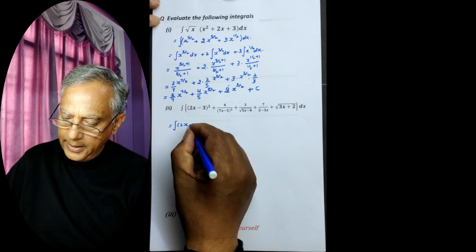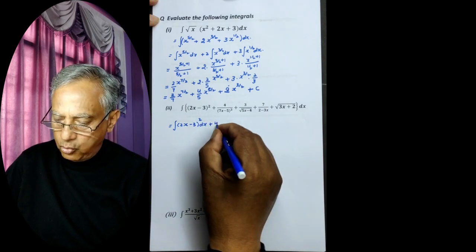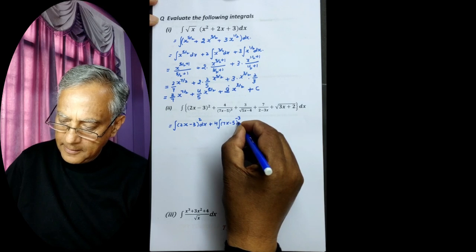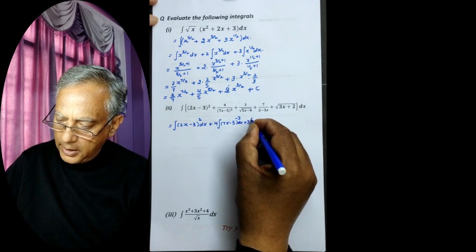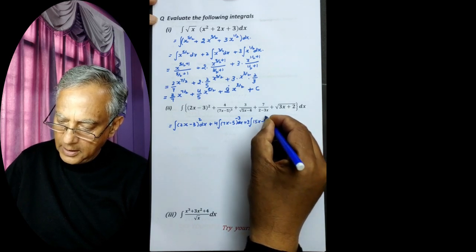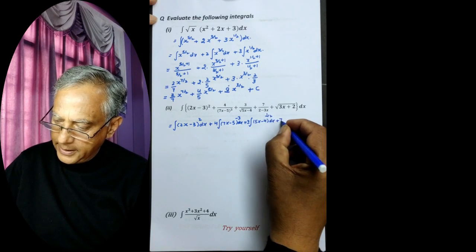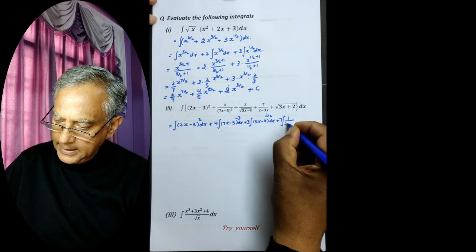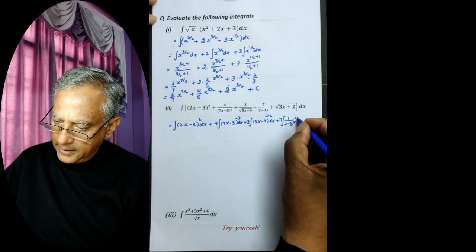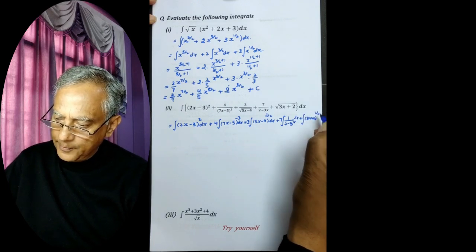Now this is equal to integral of 2x minus 3 whole square dx plus 4 is common, integral of 7x minus 5 to the power of minus 3 dx plus 3 into integral of 5x minus 4 to the power of minus half dx plus 7 is common, integration of 1 by 2 minus 3x dx plus integral of 3x plus 2 to the power of half dx.